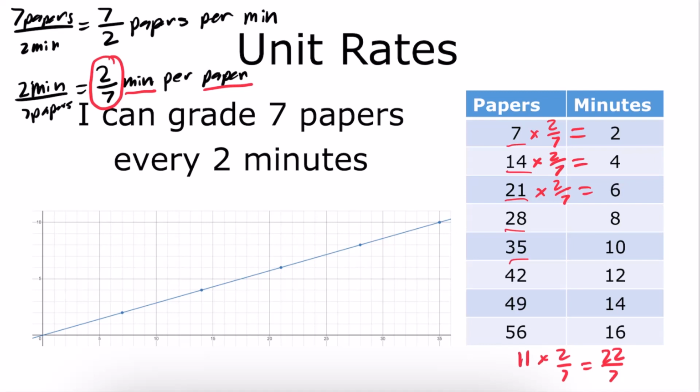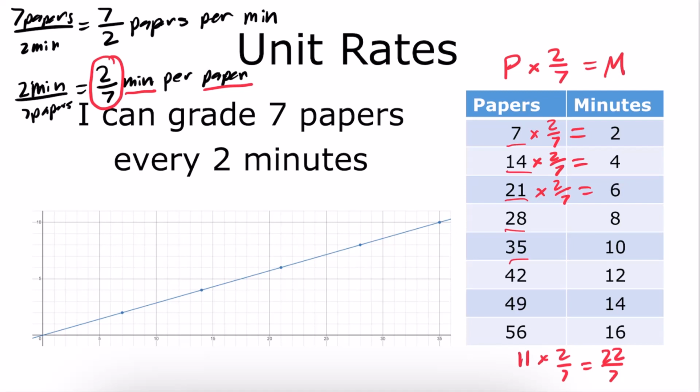And so this unit rate pattern can be used to write equations. And you can say if I have my number of papers, whatever number that is, whether it's a multiple of 7 or a different number like 11, if I multiply that number of papers by the unit rate 2/7, because it takes 2/7 of a minute to grade each paper, that will tell me how many minutes it takes to grade that number of papers.